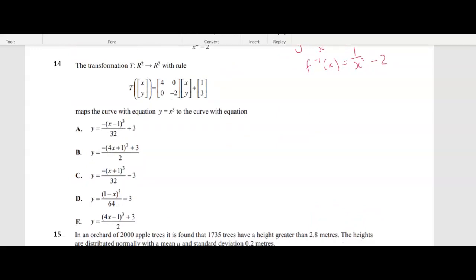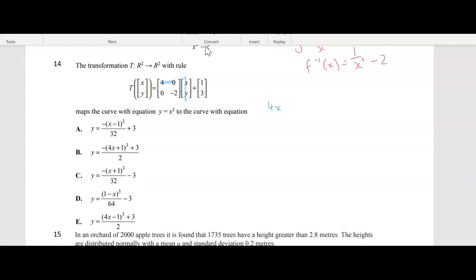All right, so question 14, the transformation with the rule, okay, maps the curve with the equation y equals x cubed. So when you've got transformations with matrices, the way matrices work is you multiply a row by column. So you actually end up with 4x. Okay, so 4 times x and then 0 times y.